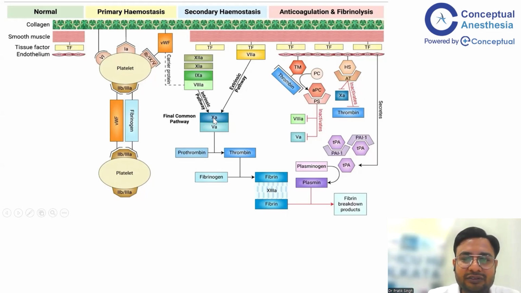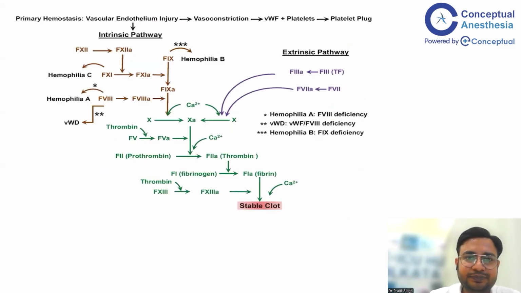So at the point where factor 10A comes into action, the extrinsic and intrinsic pathways become a final pathway which is common to both of them. Then the body's other mechanism comes into action, that is thrombin and antithrombin 3, and tissue plasminogen activator. They try to degrade this product that has been formed here. This is what I had discussed here, the intrinsic pathway and extrinsic pathway, starting from tissue factor, factor 3, factor 7.